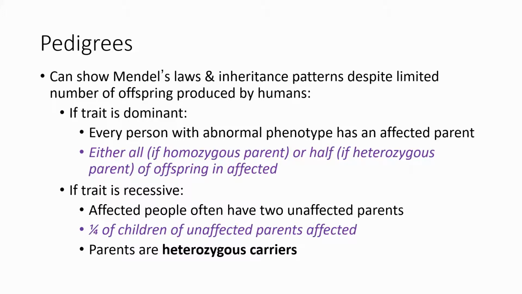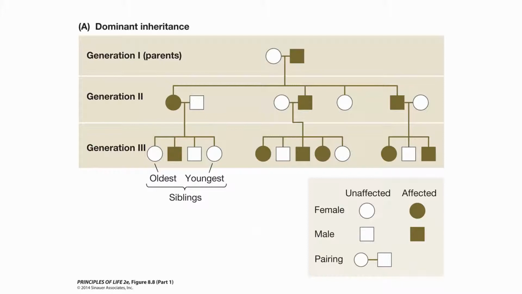If it's recessive, then you can often have two parents who don't have that phenotype. They don't have that trait, but their children have it because their parents are carriers. They're carrying the allele, they're not showing it off. So here you have an example of dominant inheritance.